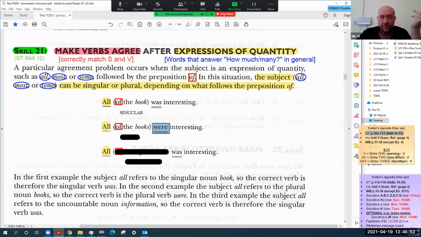Singular or plural? Plural. Why is it plural? Because the books is plural. Yes, the books. The noun books is plural. Abdul Majid, you do the last one.